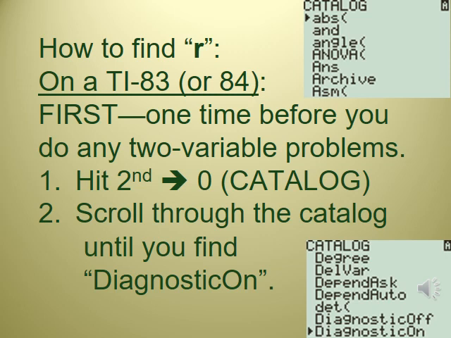So you hit second 0 and you get into what's called the catalog. And what you're going to do is scroll through all of this big long list of all the different things your calculator can do until you get to a choice that says Diagnostic On. You scroll all the way down to the D's, find Diagnostic On, and then you're going to hit Enter when you get there.